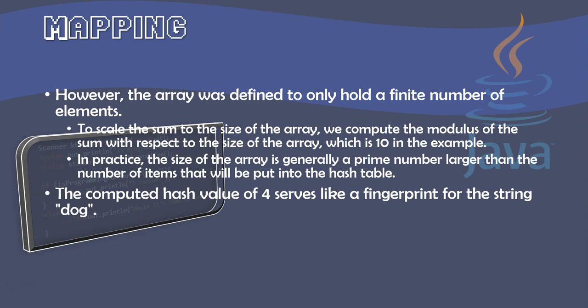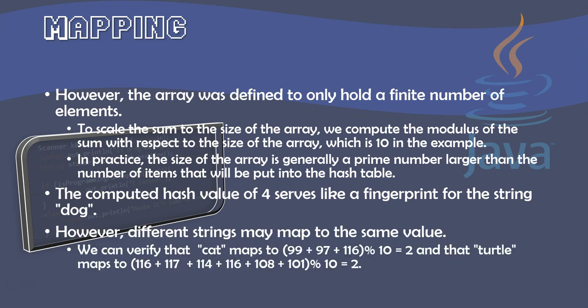Now, the computed hash value of 4, in this case, is serving as a fingerprint for the string dog. However, different strings may inadvertently map to the same value. So, for example, we can verify cat is going to map to 2, if you do the math, and that turtle is going to map also to 2. All right, because, again, they're getting those values and that's how the modulus is working here. It ended up putting them in the same spot.